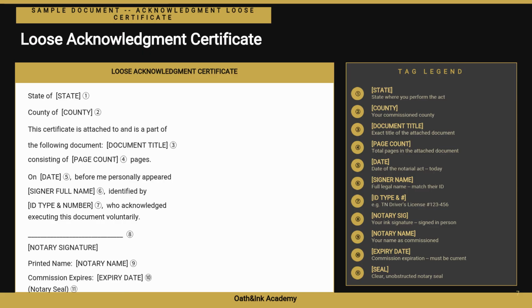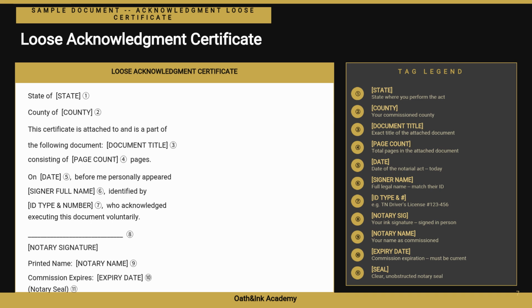Here is a complete, fully tagged loose acknowledgment certificate, so you can see exactly what the finished product looks like. Let's walk through the key fields. First, fields 1 and 2. State and county reflect your commission jurisdiction. If you are a Tennessee notary working in Montgomery County, that is what goes here, regardless of where the signer lives or where the document originated.